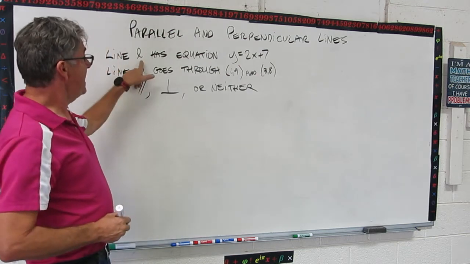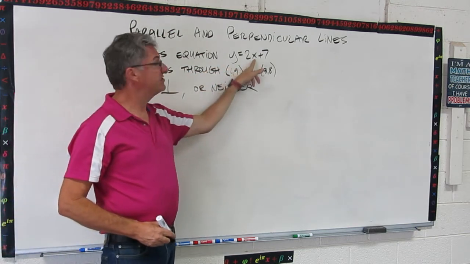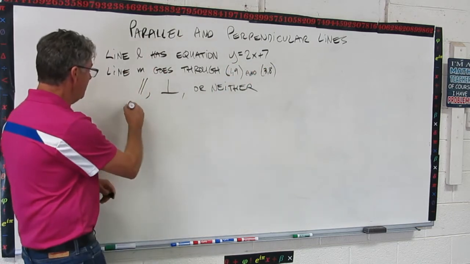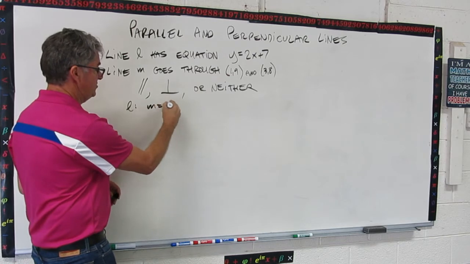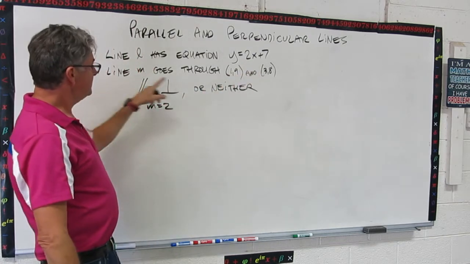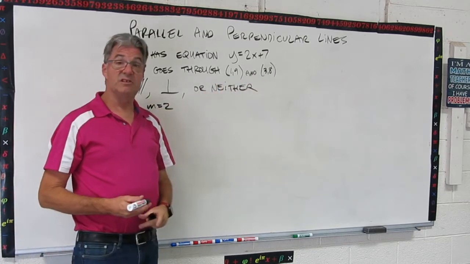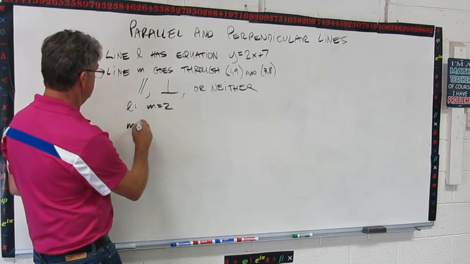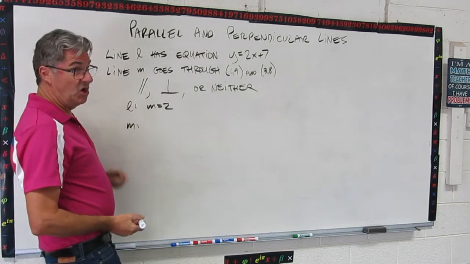So line L has this equation. So we know the slope. This is slope-intercept form, or gradient-intercept form. So for L, the slope is 2. We get it right out of the equation. So we're halfway there. This line, it goes through 2 points. The slope is not apparent. So for line M, we need to do, I'm using M for slope and for lines.